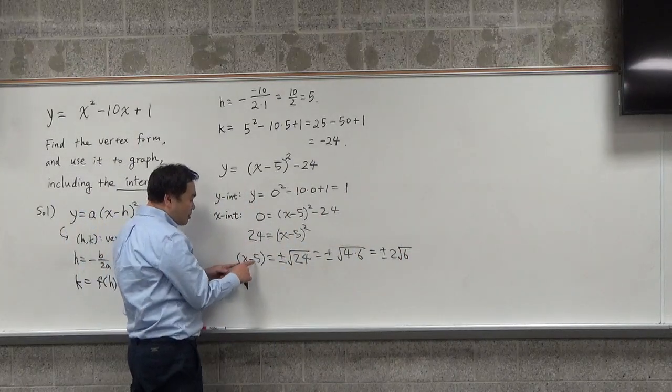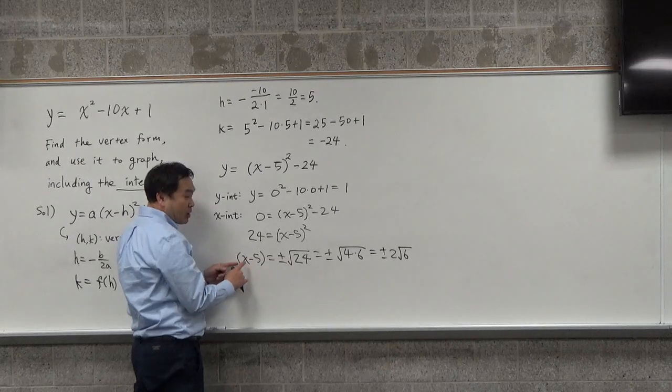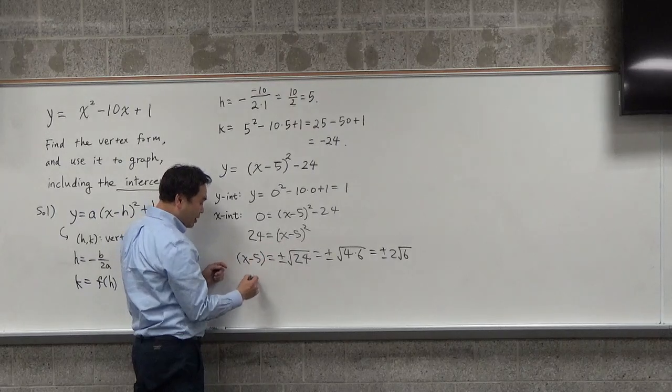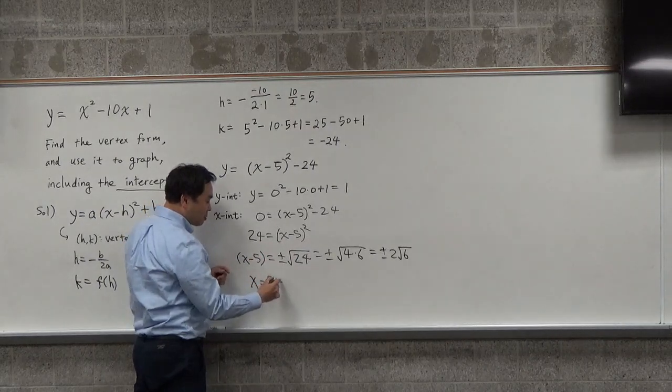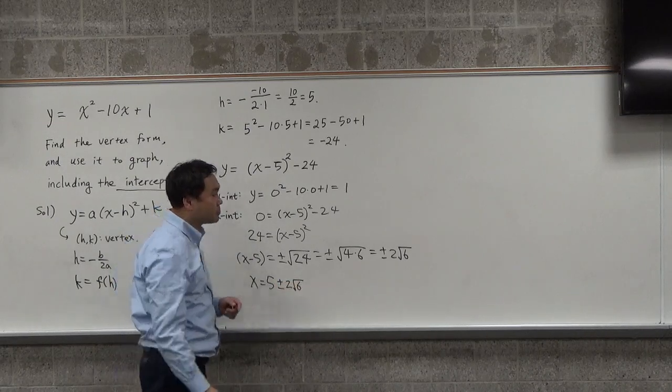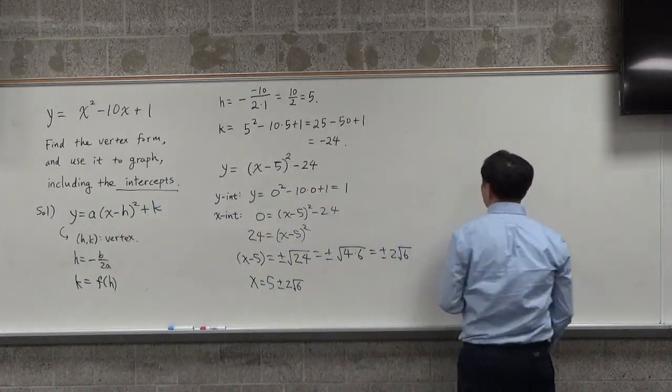And we're almost there. We still have to solve for x. To isolate x, you have to get rid of this 5. You add 5 to both sides, and you get x equals 5 plus or minus 2 square root of 6. Okay.